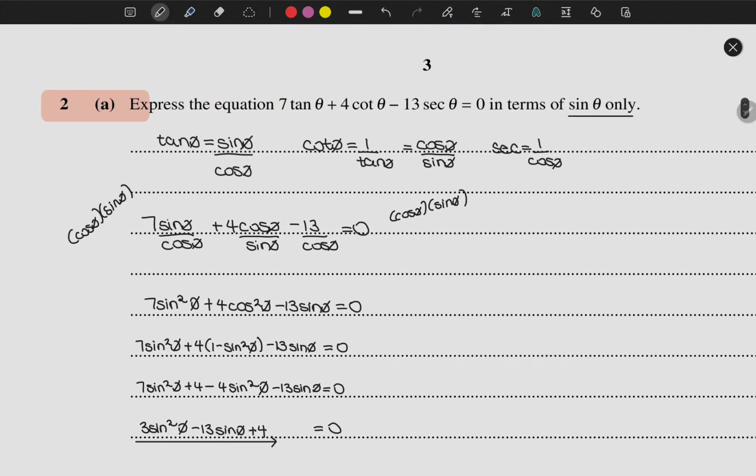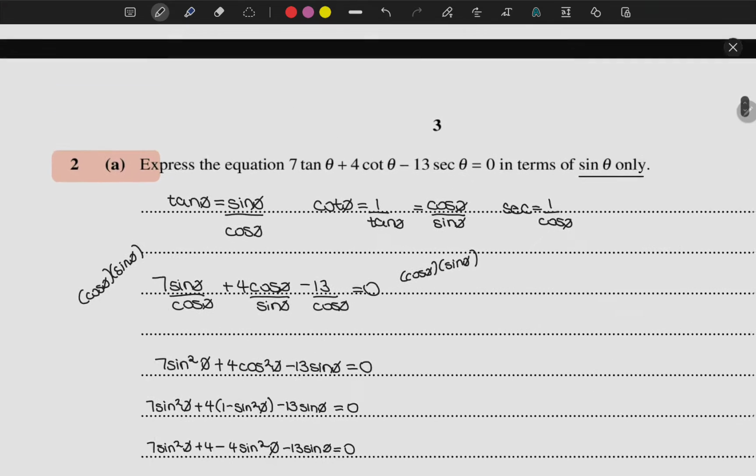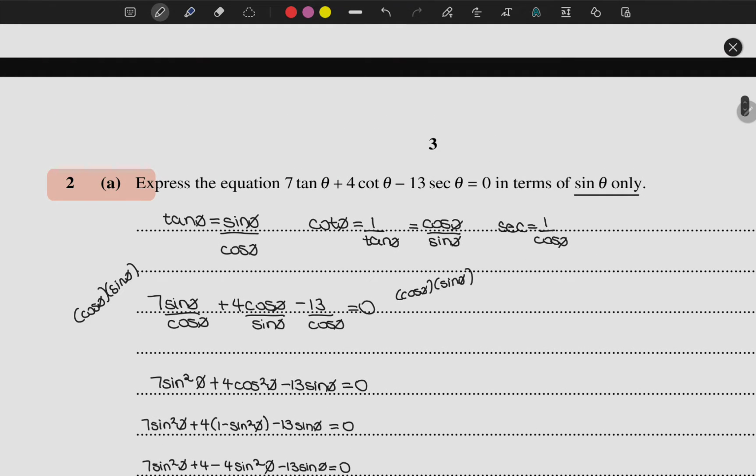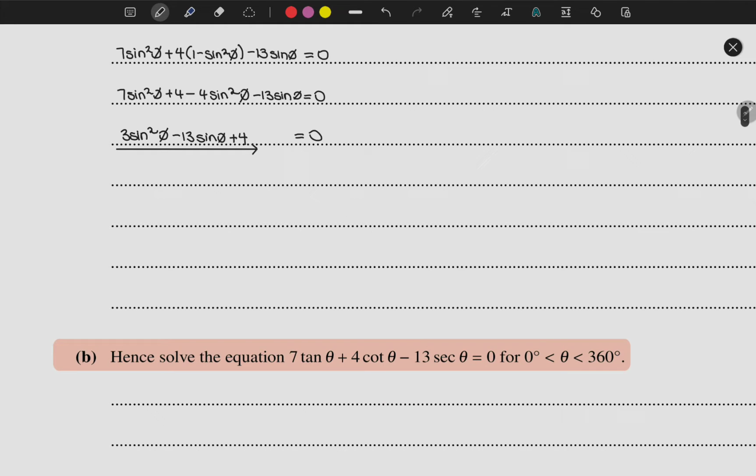So now it's a lot easier to use everything in terms of sine theta compared to solving an equation where we have three different identities. So I'm going to rewrite the 7 tan theta plus 4 cot theta, I'm going to write it in terms of sine. Plus 4 is equal to 0.